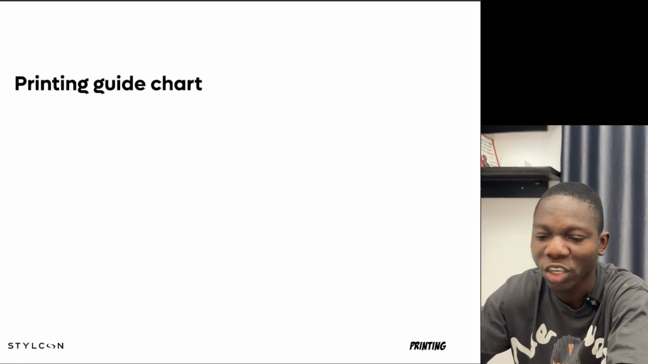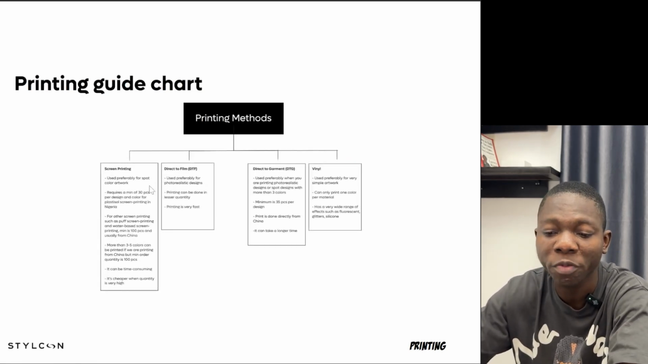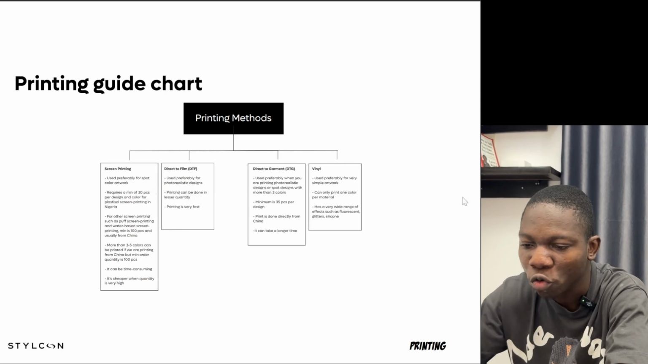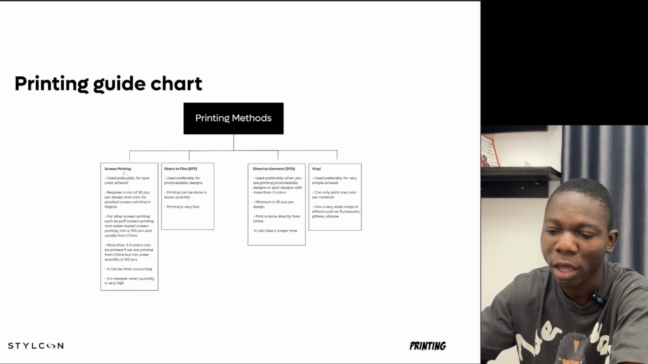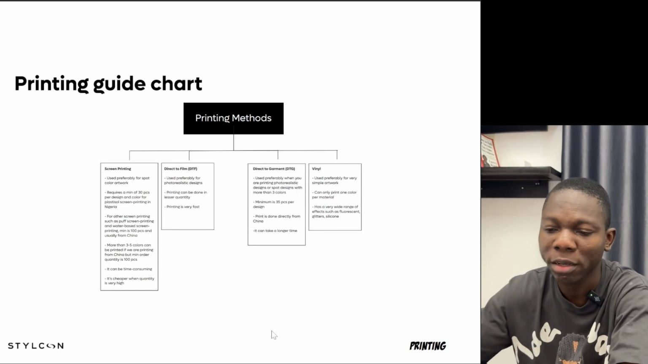A printing guide chart. Screen printing is used preferably for sports colors, while DTF is used when you have photorealistic images. Direct to garment is used when you are printing photorealistic images, and vinyl is used for very simple artwork. We've talked about this previously. I just did a breakdown to further explain it to you.